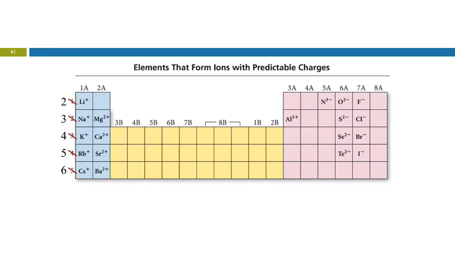Okay, so those guys in the middle. But all of these, they are just changing their outside, the number of electrons, so that they can be like a noble gas. And that's why all of them have those charges. Any questions?